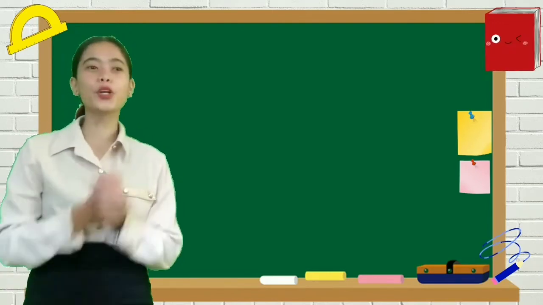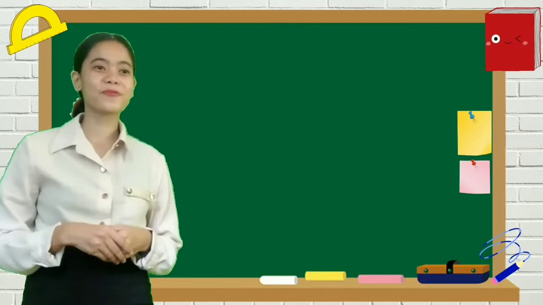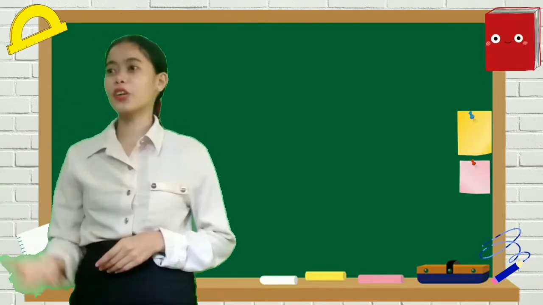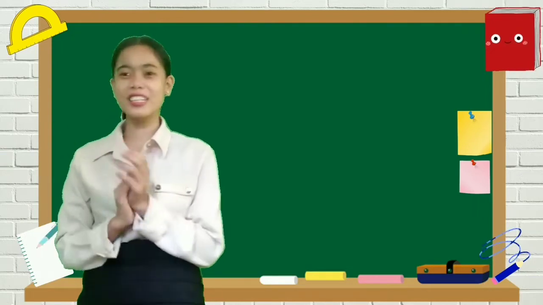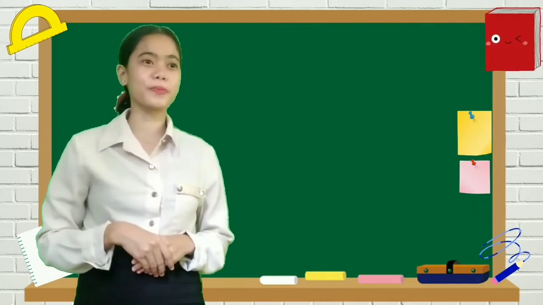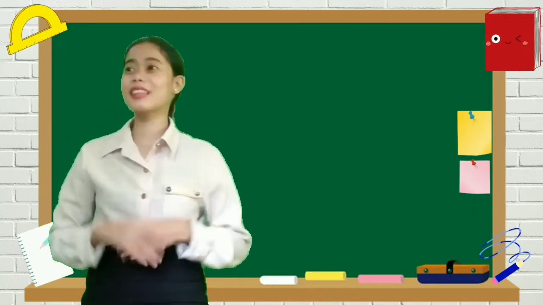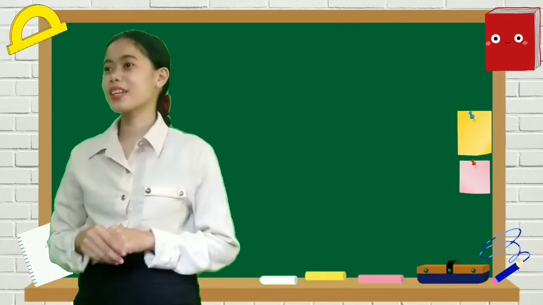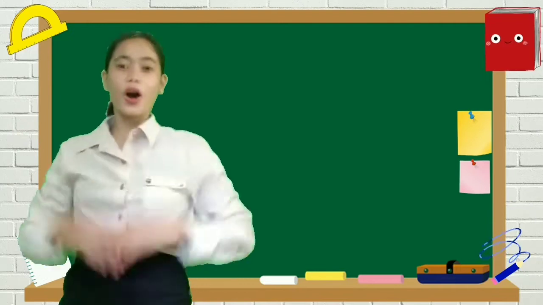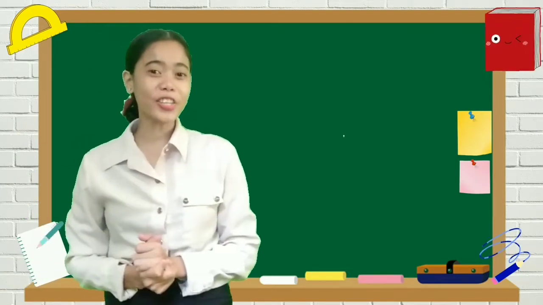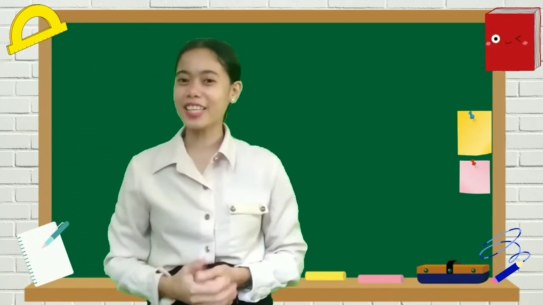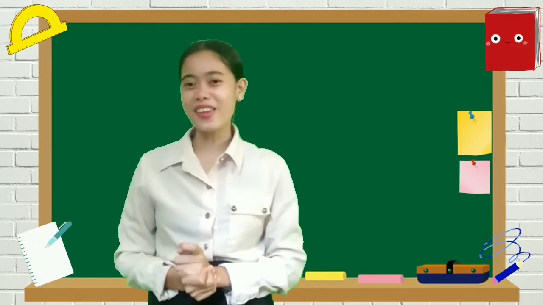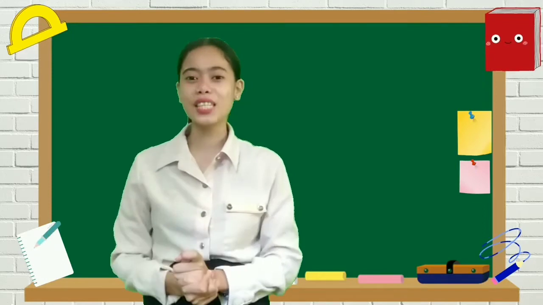Where is the blue group? Yes? Very good. Now, where is the yellow group? Okay? Very good. Where is the orange group? Very good. And the last but not the least, where is the violet group? Very good. Alright. Now I know that I have the most energetic students in the class. For that, I will say that you are now ready for our first activity.